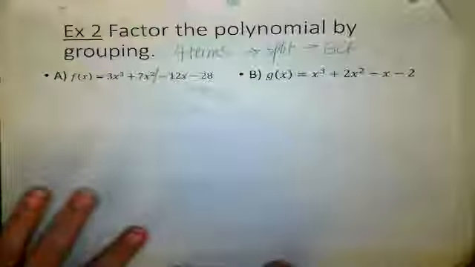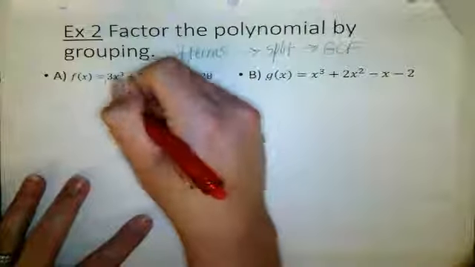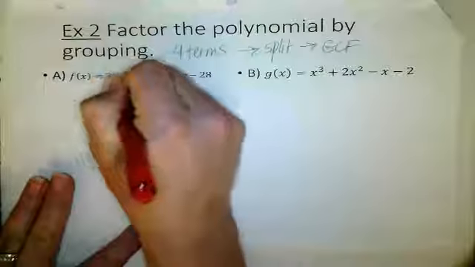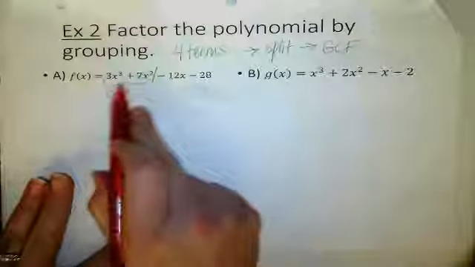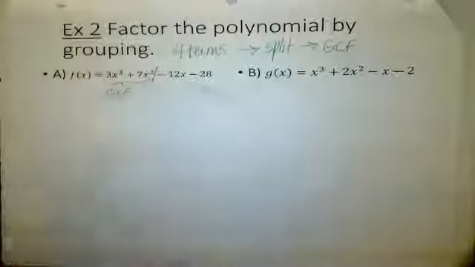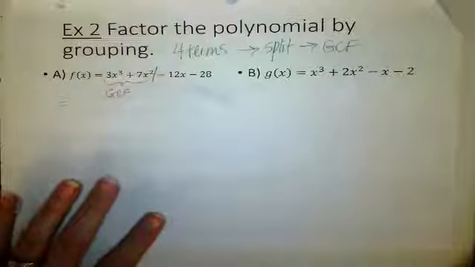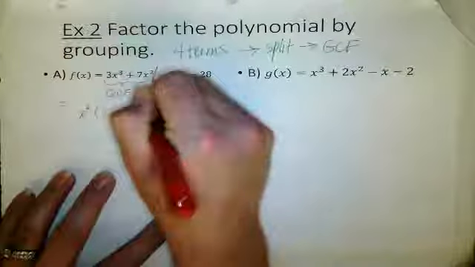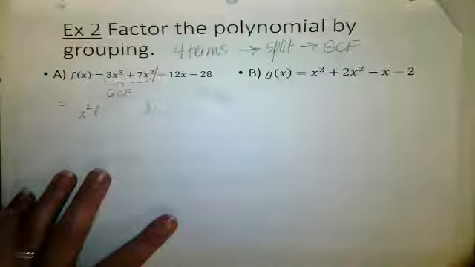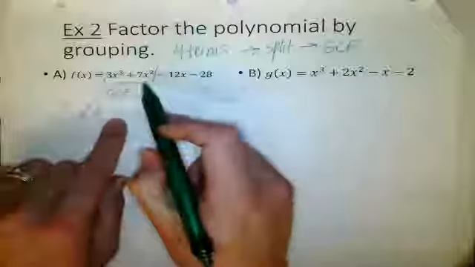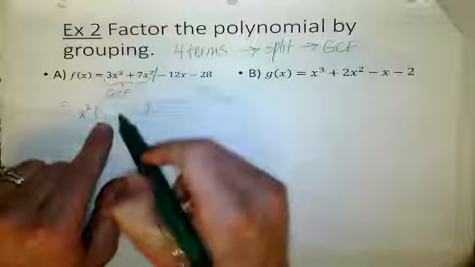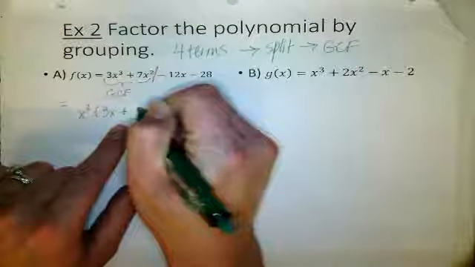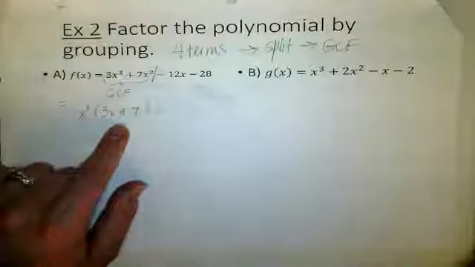So then what we're going to do is just look at these first 2 terms and ask ourselves, hey, what's the GCF? What do those 2 terms have in common? What do they both have? An x squared, sure. They both have an x squared. And what we're going to do is take out that common x squared and ask, well, what's left over? 3x plus 7. How do you know if you did that right?